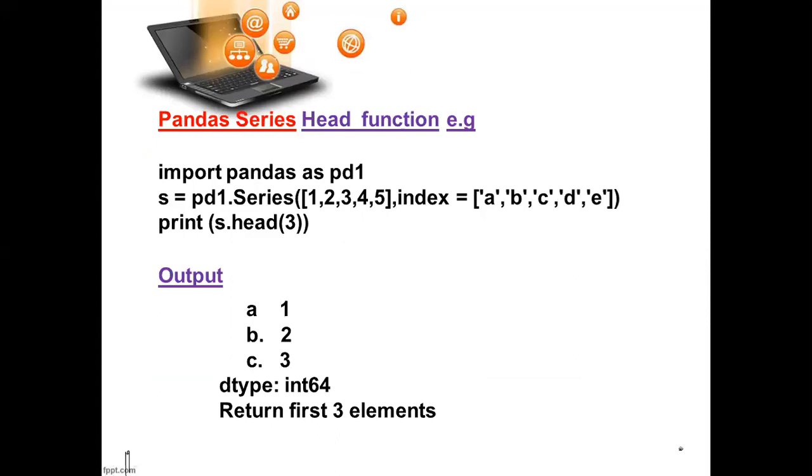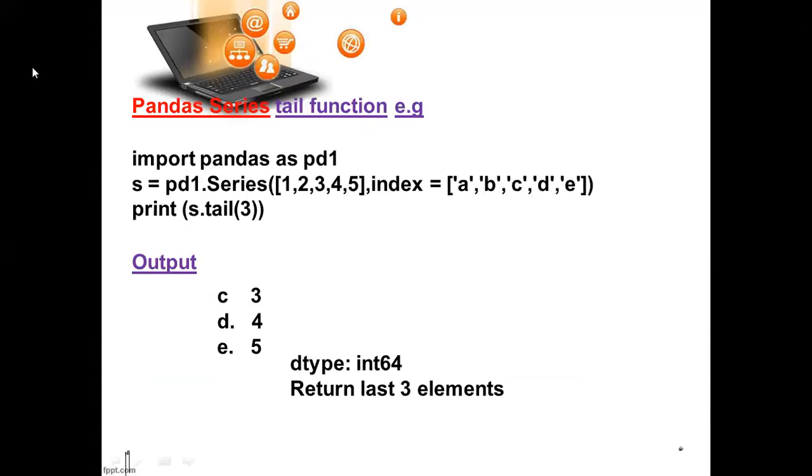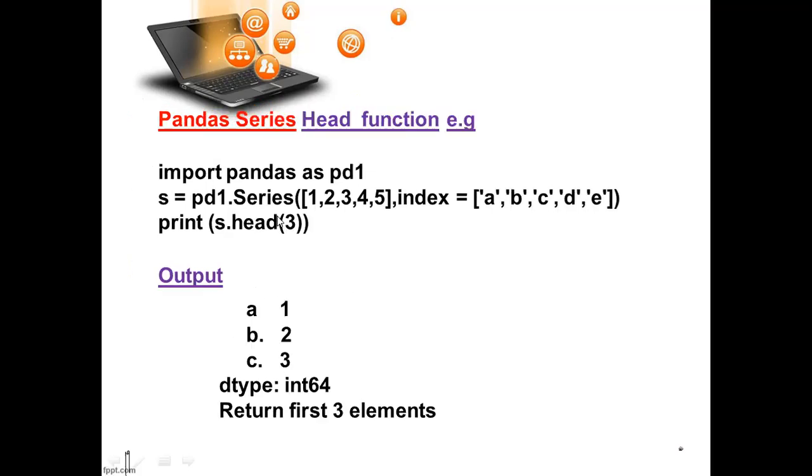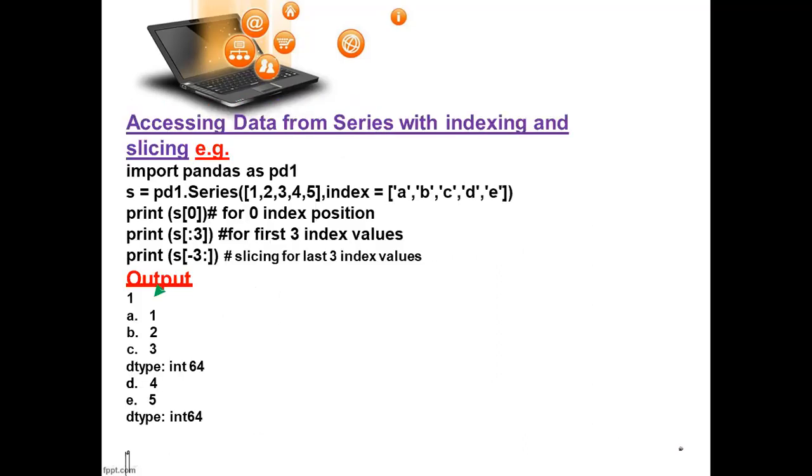Now we have already discussed head and tail. Tail also we have used. The last values will be displayed with the tail function and the beginning values will be displayed with the head function. Now you can also access with index slicing, just as you have already used in a list. So slicing means you can retrieve any value from an index.